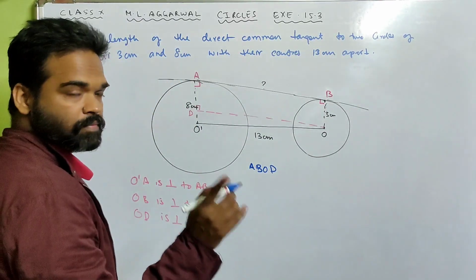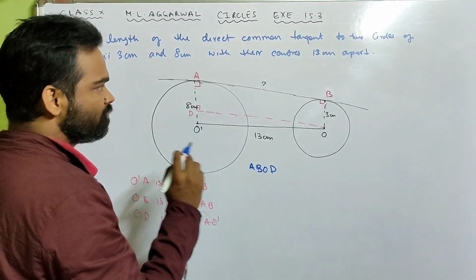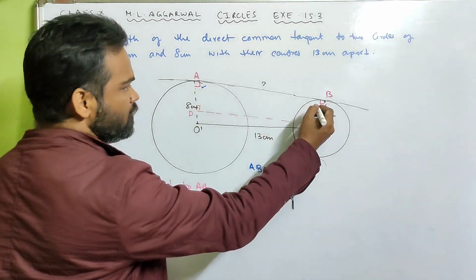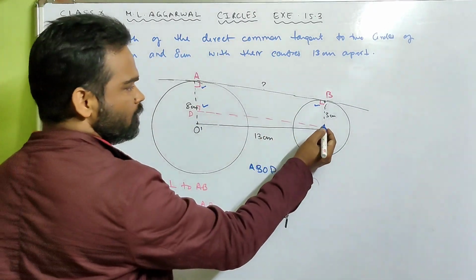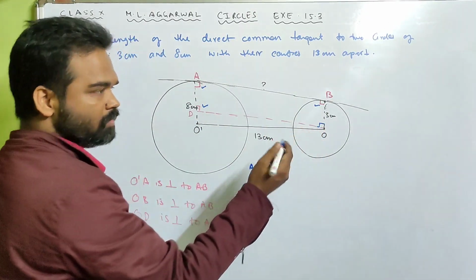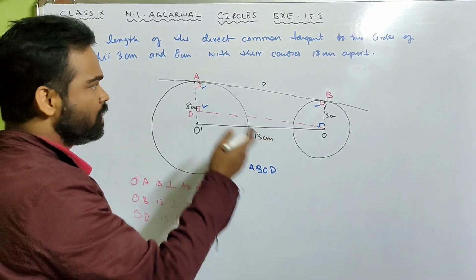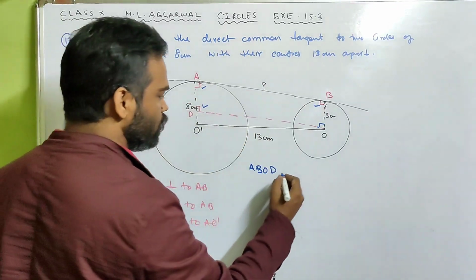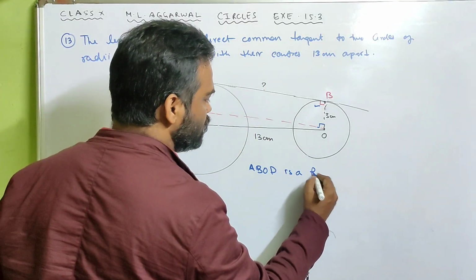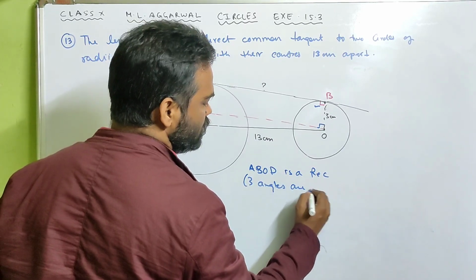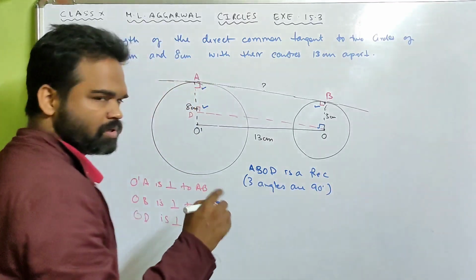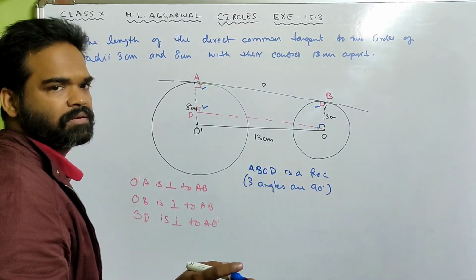ABOD, that figure is a rectangle. Why? Because see, this is 90 degree, and this is also 90 degree. So if three angles are 90 degree, then the fourth angle has to be 90 degree. So we can say that ABOD is a rectangle. Why? Three angles are 90 degree.